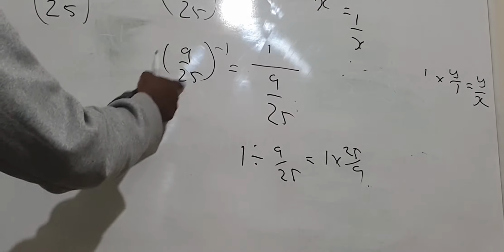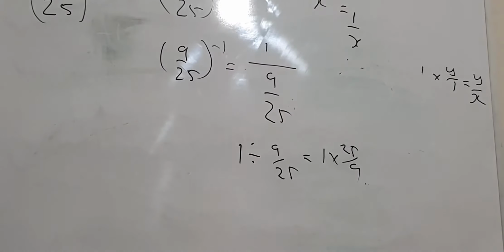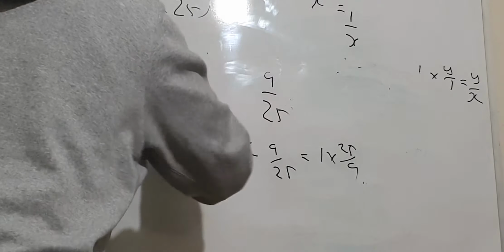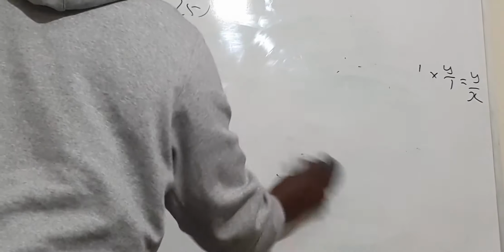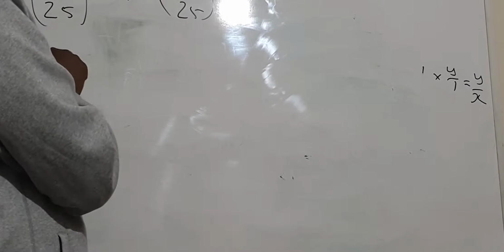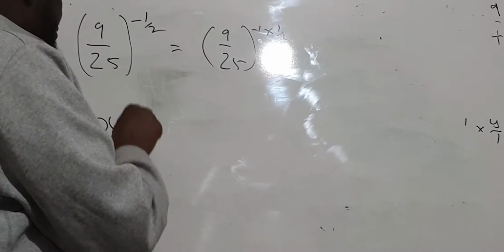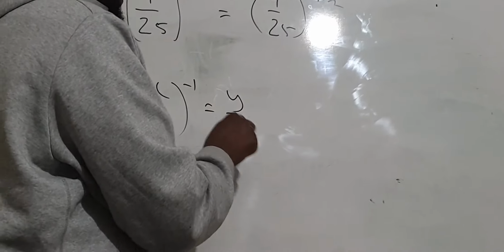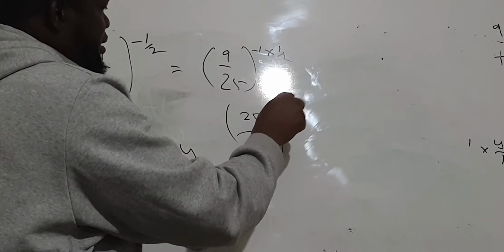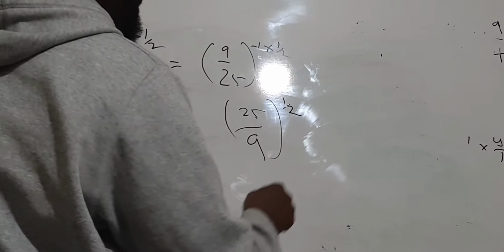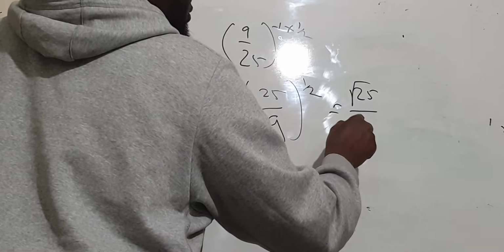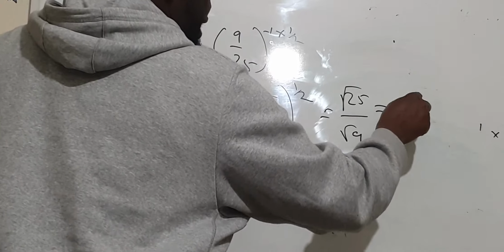So even if we don't analyze it that way, you could have seen it like that. First of all, 9 over 25 to the power minus 1 is 1 over 9 over 25, because x to the power minus 1 means 1 over x. This is just to explain to you. Now if we master our principle which says that x over y to the power minus 1 means y over x, here we can say this is 25 over 9 to the power half. Which means the square root of 25 over the square root of 9, which is 5 over 3.